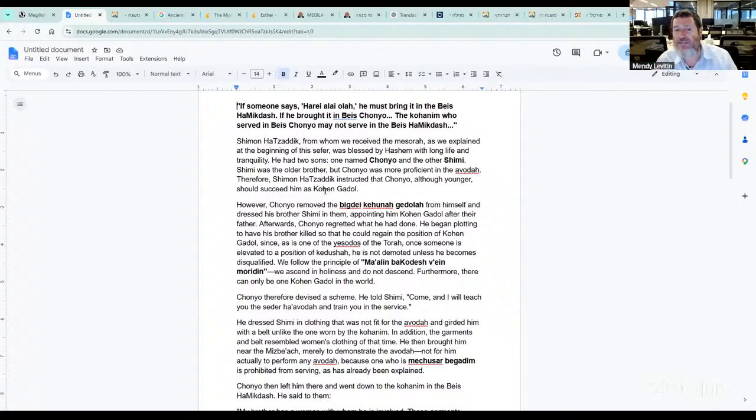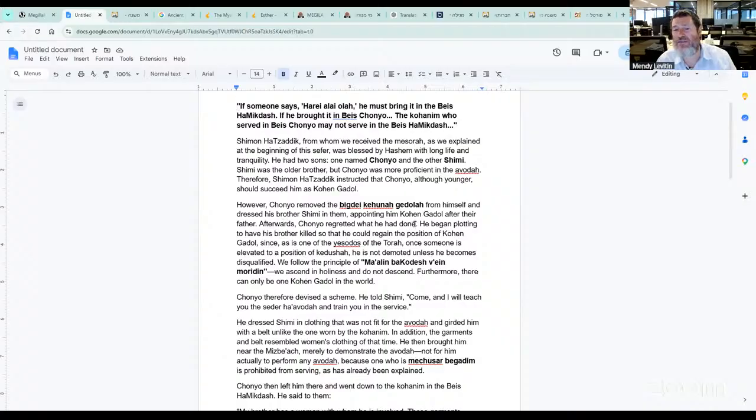In his will, he gave that his younger son, Chunya, because he was more knowledgeable in the laws of being a high priest, should be the high priest, and he passed over his older son, Shimi. However, Chunya removed the Bigdei Kehuna Gedola from himself and dressed his brother Shimi in them. Chunya decided not to take his father's appointment, and he yielded on behalf of his older brother, appointing him Kohen Gadol after their father.